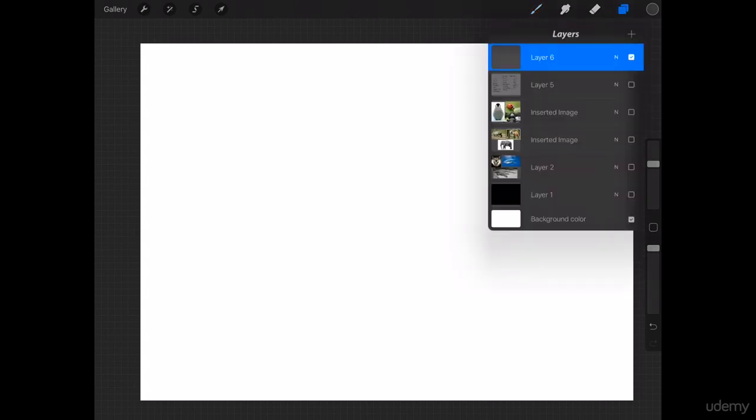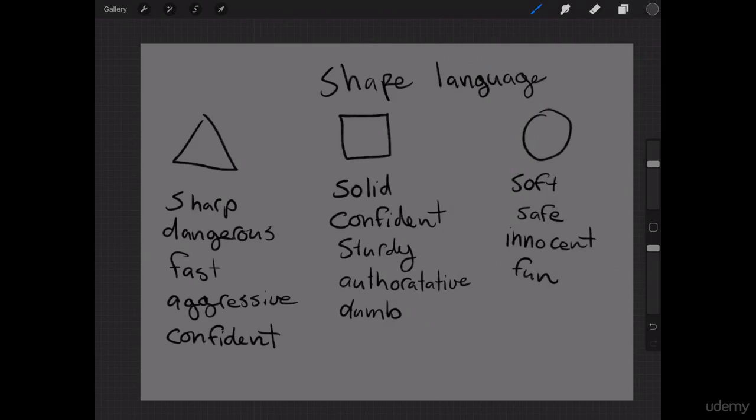All right, so in this lecture, we're going to be talking about shape, also known as shape language, okay? Now, everything that we see and draw can be broken down into three basic types of shapes, and that is going to be triangles, squares, and circles. Squares could be rectangles or squares, and circles could be ovals and so on, but everything we see can be broken down into these basic shapes.